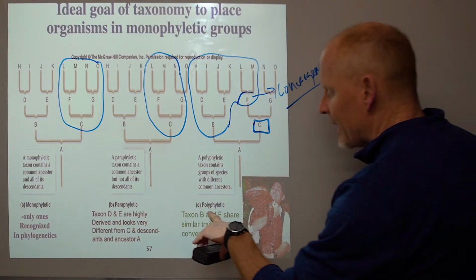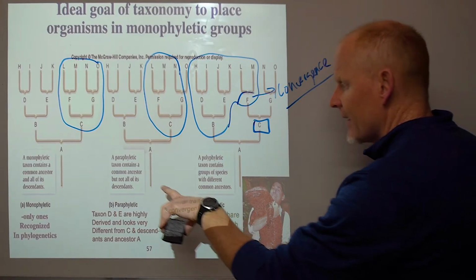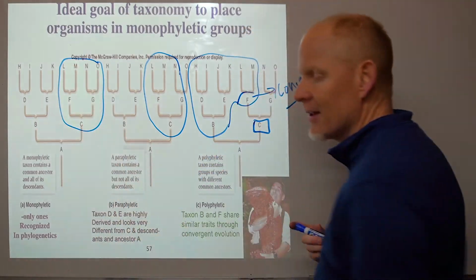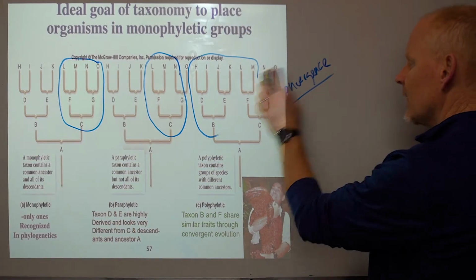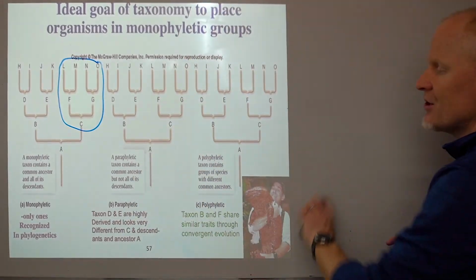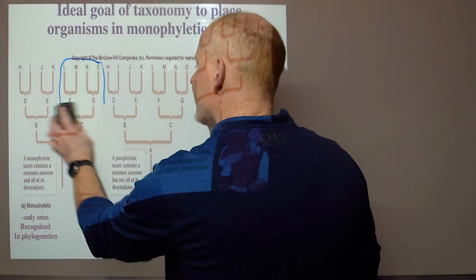So that's the difference: poly means more than one ancestor. Para means you're leaving a group out. And mono means you got one solid group. And remember, we're always trying, to the best of our ability with the information that we have today, to find monophyletic groups.